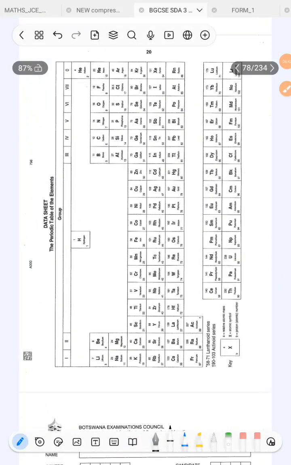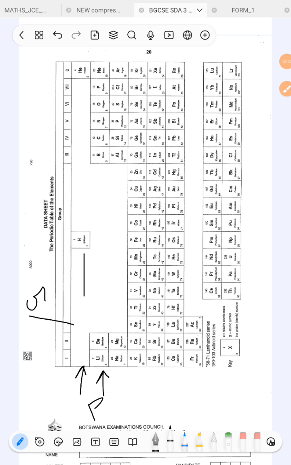Remember that you have columns and rows. Now these rows here are going to be your periods, and then the columns are going to be your groups, group 1 all the way to group 8 there. Okay, so your periods run from period 1 to period 7. Period 1 is here where you find hydrogen and helium. So that is 1, and then 2, 3, 4, 5, and then we are in this bracket here.